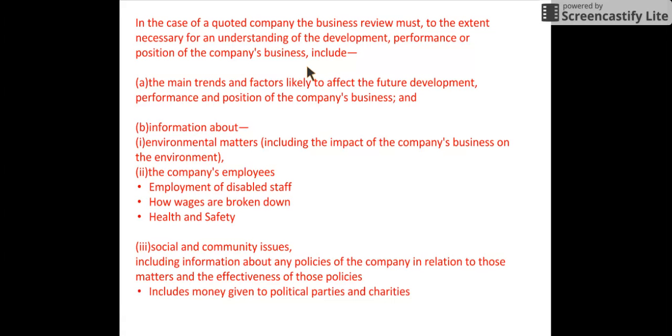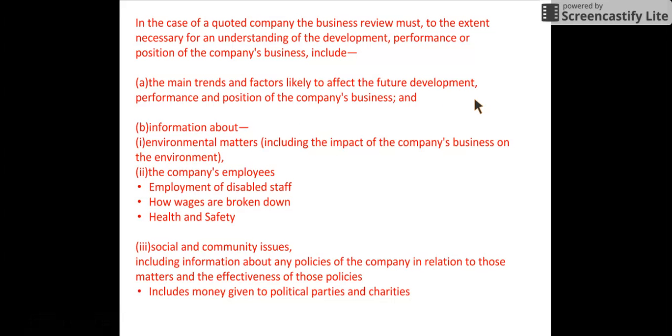And finally, okay, this really only affects listed companies, so companies that are bought and sold on the stock market. So that's somebody like Pepsi-Cola, Coca-Cola, Tesco's in the UK, Volkswagen in Germany. They have a few additional things that they also need to report on. You have to talk about trends that are going to affect future developments.